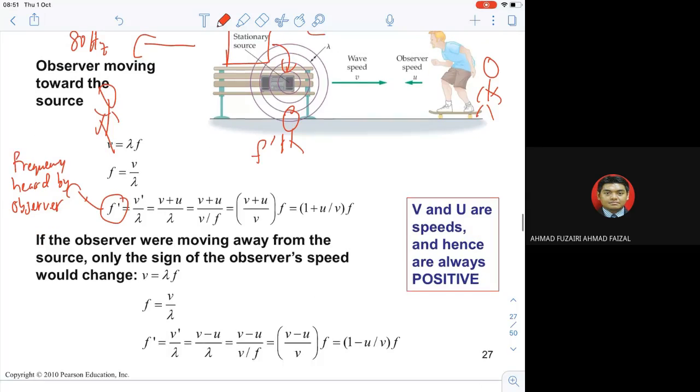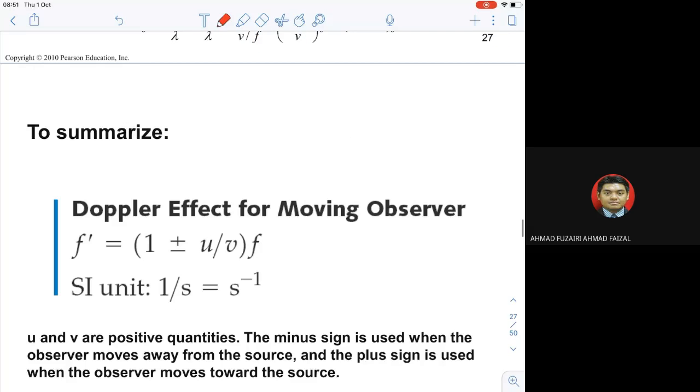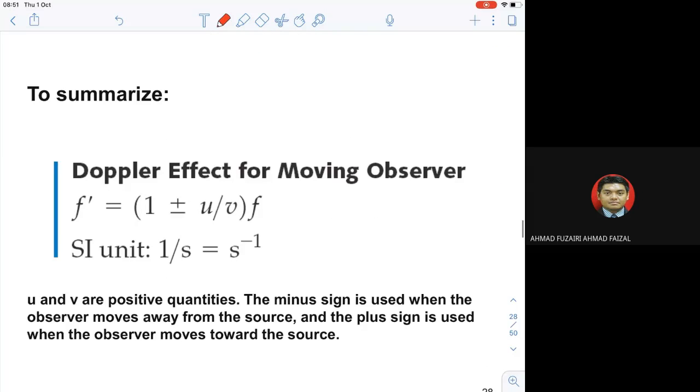So in this case, to summarize the Doppler effect for a moving observer, we are saying that f prime is equivalent to f times (1 plus or minus u over v). u is the velocity of the observer.